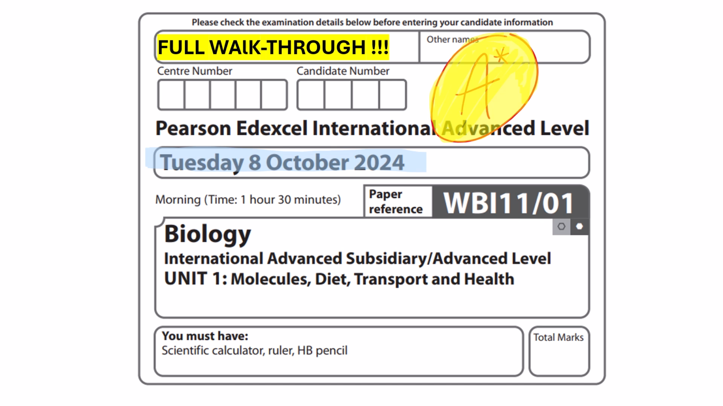Hello everyone, this is a full walkthrough of the Pearson Edexcel International A level. This is for Unit 1, so this is considered AS level. For Molecules, Diet, Transport, and Health, this is for the 8th of October 2024. Let's get started.